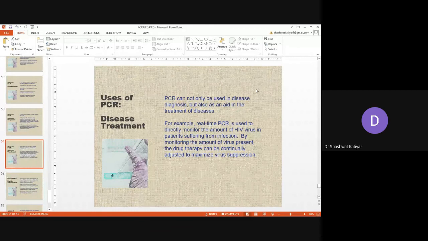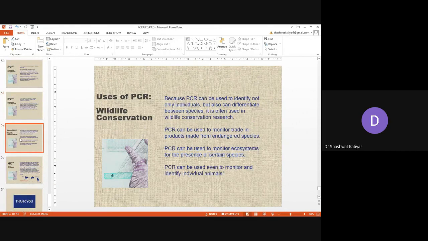PCR can be used not only in disease diagnosis but also in aiding disease treatment. Real-time PCR is used to directly monitor the amount of HIV virus in patients suffering from infection, and it can also be used to monitor the virus persisting in the organism in a chronic infection or an acute infection. So that can be detected.